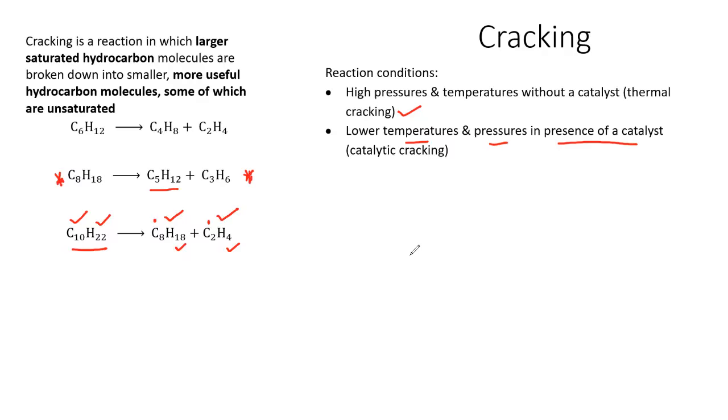So remember, cracking, and I'm reading the definition, is a reaction in which large saturated hydrocarbon molecules are broken down into smaller, more useful hydrocarbon molecules, some of which are unsaturated. Two types of cracking. Thermal cracking: what do I use? I use heat and high temperatures. What else do I have? I have catalytic cracking. What do I use? I use low temperatures and pressure, but more importantly, I use a catalyst. Catalytic cracking, thermal cracking. Again, it's part of elimination reactions.